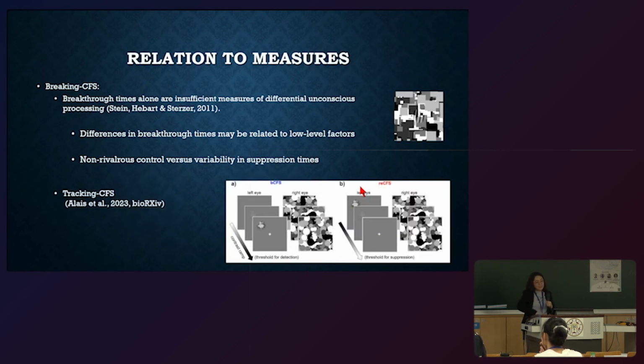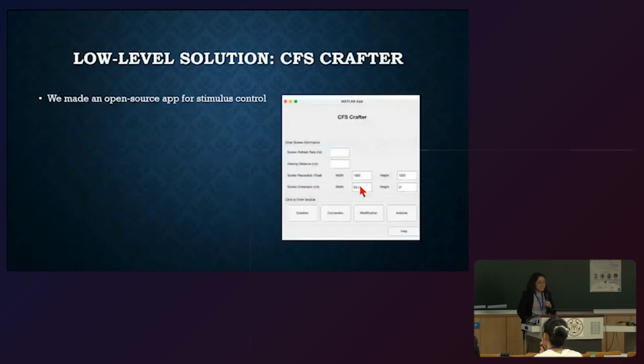One of my PhD advisors recently introduced a new method for CFS. Instead of just measuring the breakthrough times, you can also measure the contrast reduction of the target for it to be suppressed again. So there are different methods and measures to counter some of these criticisms. But the main thing is that people are still concerned about low-level properties within the vision science community.